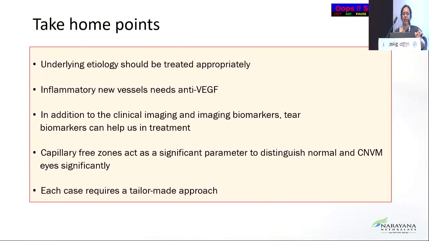Clinical imaging and biomarkers can correlate with the disease activity. Capillary free zone acts as a significant parameter to distinguish between normal and choroidal neovascular membrane on OCTA. In each case, we need a tailor-made approach to treat inflammatory new vessels.